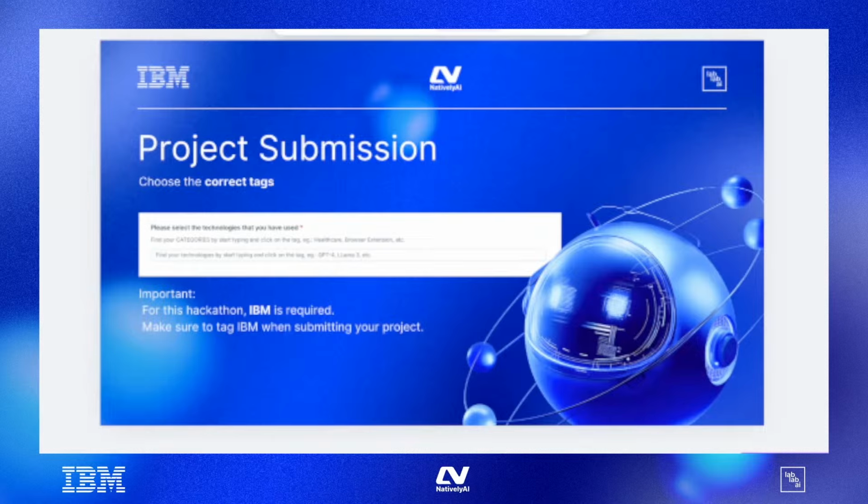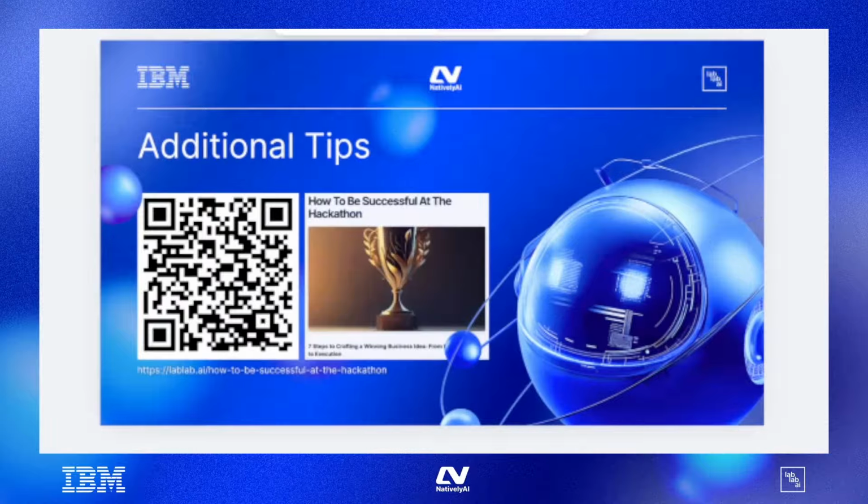There's also one part in the submission form that you should fill. The form is called please select the technologies that you have used. And here, as the mandatory tag to use at this hackathon is IBM watsonx Orchestrate, simply select IBM and make sure it's properly tagged when you submit your project.